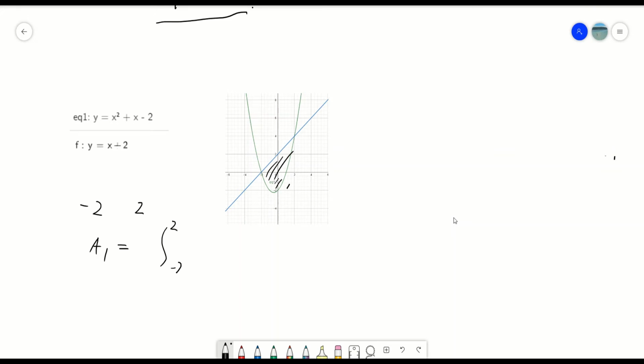So think about that: the line is on top, right? So we should write the line, x plus 2. Then the curve is below, right? We just calculate the curve, so it should be minus x squared plus x minus 2. Am I right? And then this together is dx.